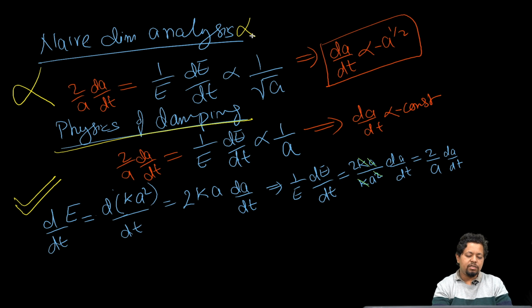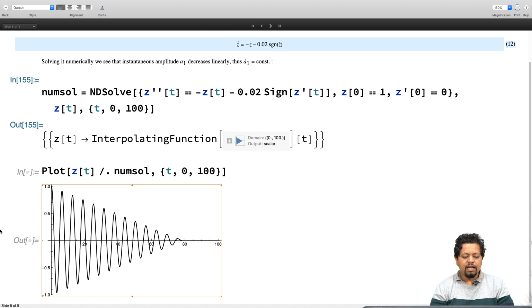So when you use dimensional analysis, you have to be a little bit careful, and it is always useful to cross check it with some known result or something that you can validate against. In this case, when we validate, we find that the naive dimensional analysis gives us the wrong result, and it is the physics input of damping that gives us the correct prediction for the rate at which amplitude is going to change. So this is all for today, and we'll see you in the next video.